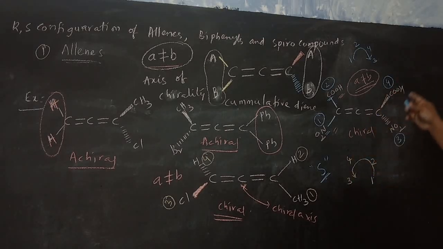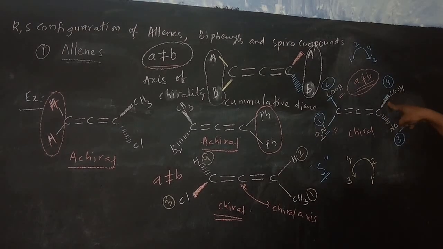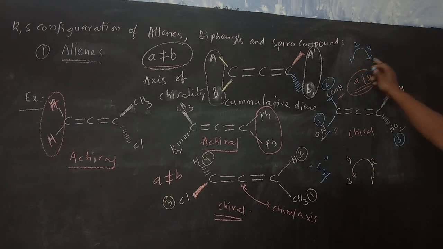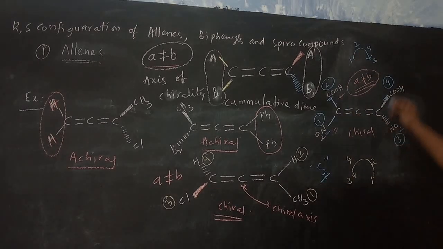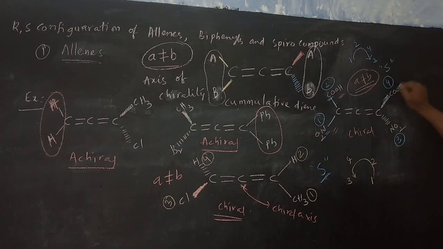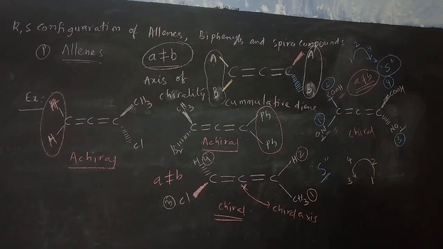It is a clockwise direction, and remember here the least priority group, which is COOH, is present toward the observer. So we will take its inverse configuration. When we give the priorities like this, it is a clockwise direction, but we will take its counterclockwise direction, that is S. Because the least priority group is present toward the observer, we take its inverse configuration. That's why it shows S.